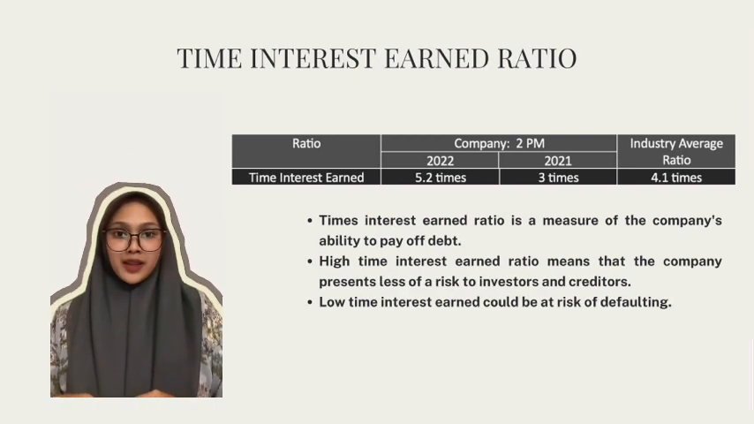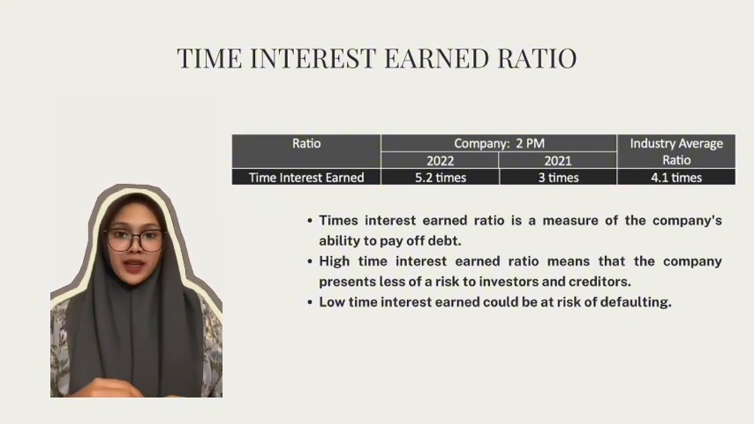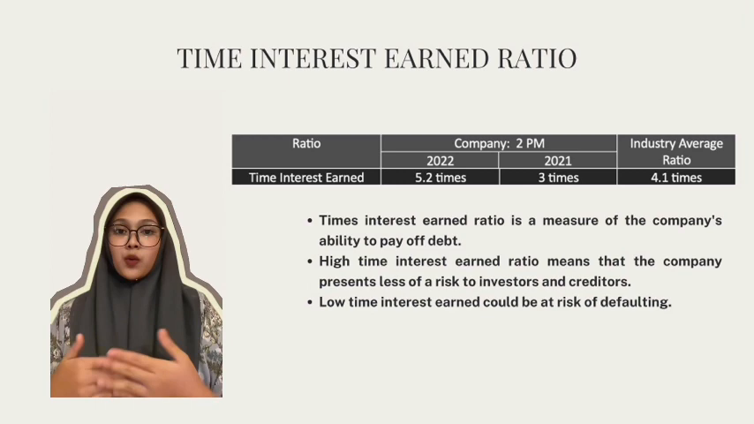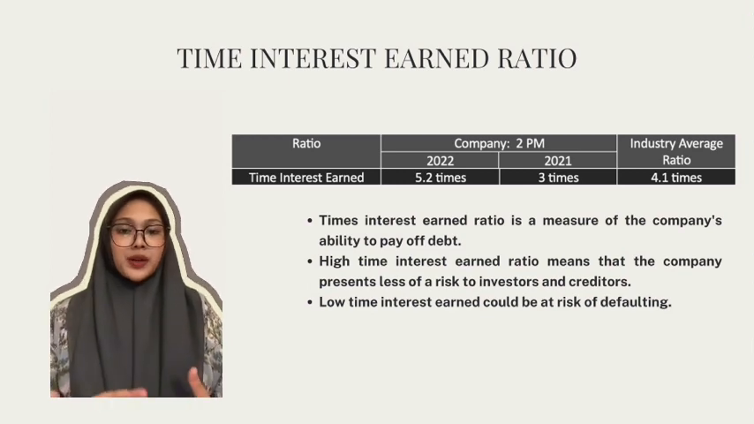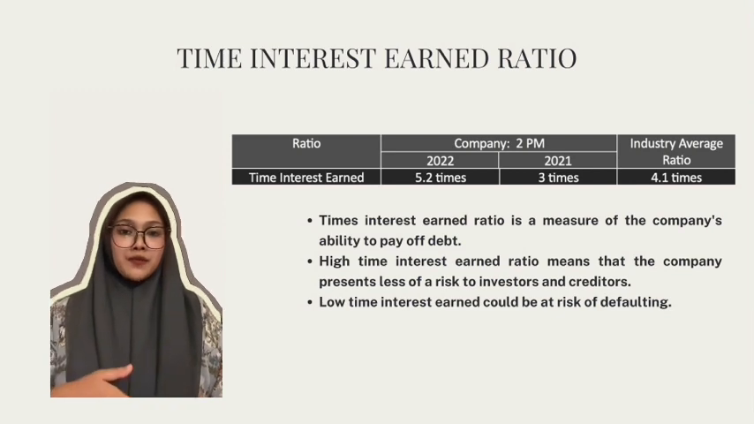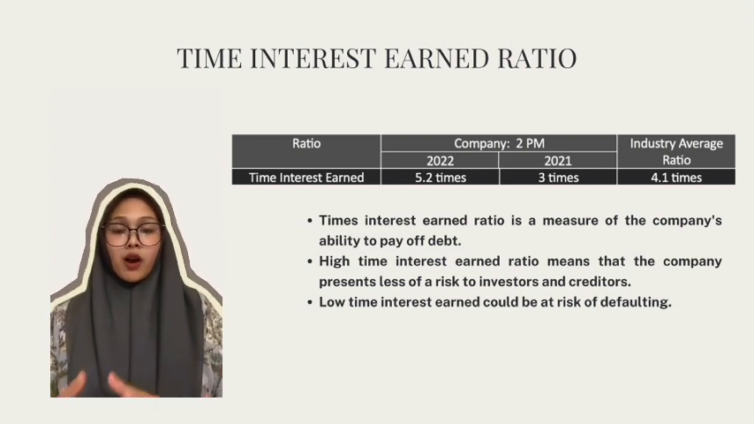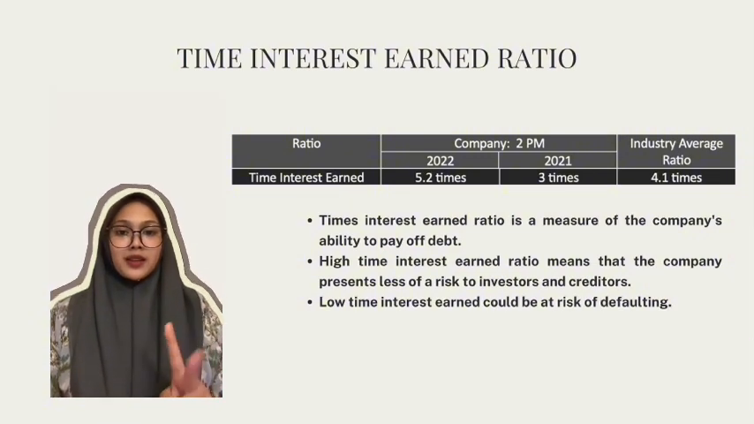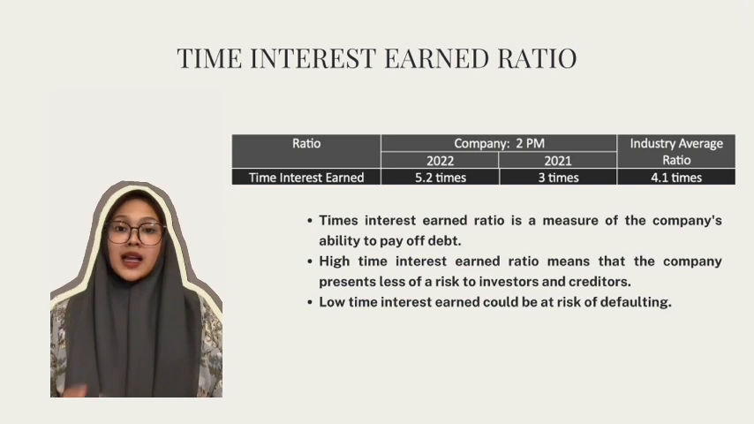And the last one is times interest earned. In year 2021, the company ratio is 3 times, which is lower than the industry average ratio, which is 4.1 times. This means the company performance is poor compared to the industry. But in 2022, the company ratio is 5.2 times, which is higher than the industry average ratio.